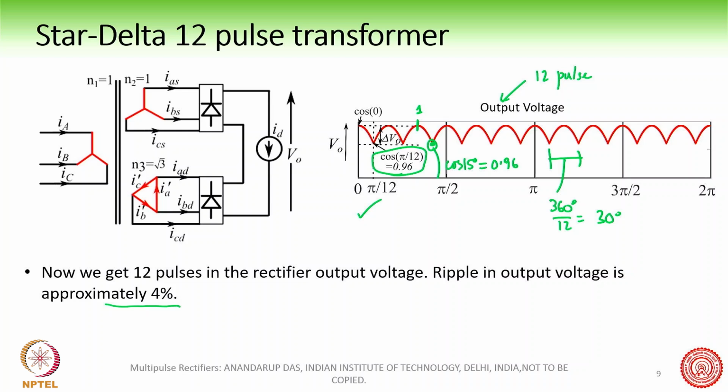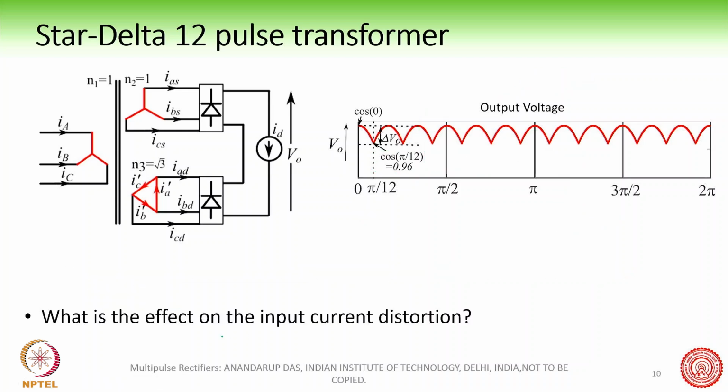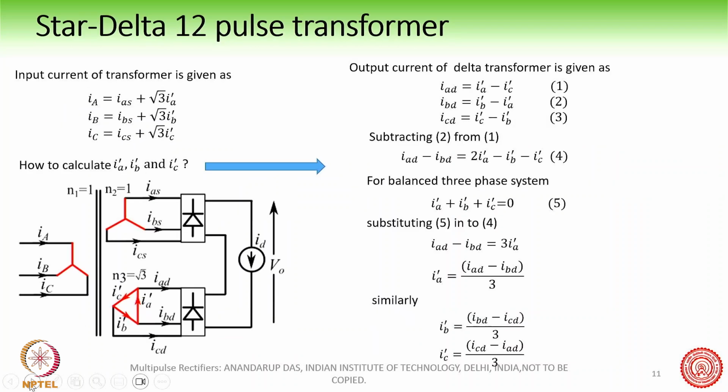But there is an additional benefit, and that benefit comes from the input current, which means that this current will get better when we use a 12 pulse transformer. That is what we are going to see now, how the IA current is getting better. In order to understand this, there is a little bit of analysis involved on how to know what the current IA is.